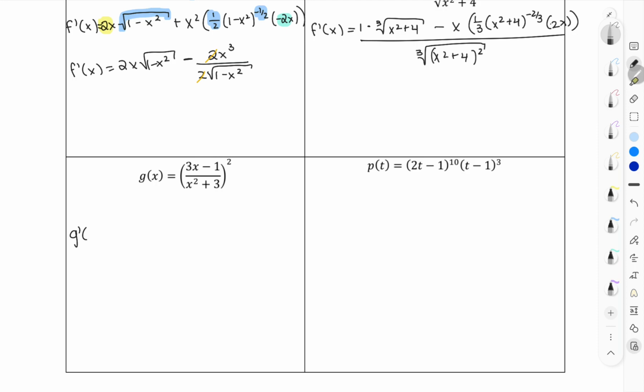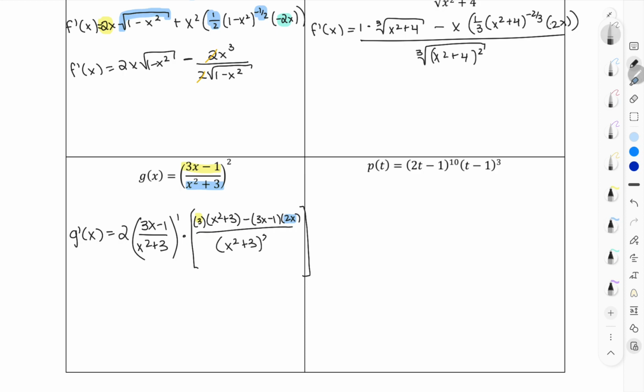And so when I take g prime of x, I use that power rule. I keep the insides exactly the same. So 3x minus 1, x squared plus 3. None of that is going to change, right? Power of 1, until I do my whole quotient rule here. So derivative of the first thing, leave the second thing alone. 3x minus 1, give myself a little more room, times 2x, right? Again, derivative of the top is right here. Derivative of the bottom is right here. All of that divided by x squared plus 3 squared.